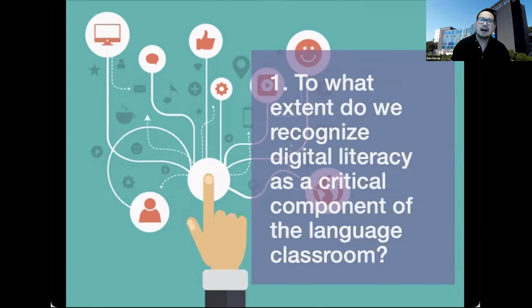If our role as language teachers is to equip them with the language and literacies that allow them to gain information and to interact with different people every day, how do we position digital literacy in terms of the way we design our class?